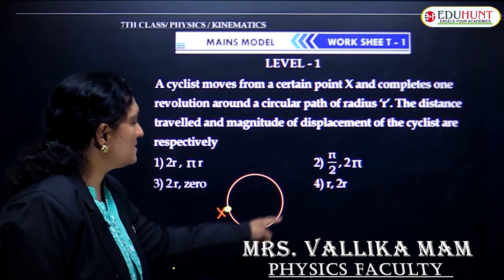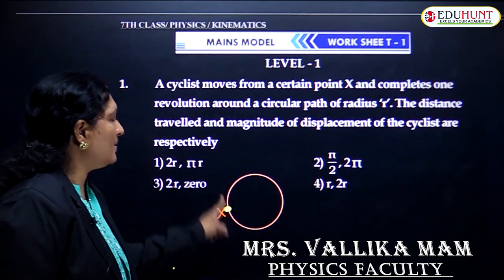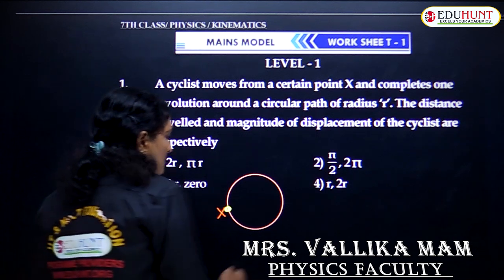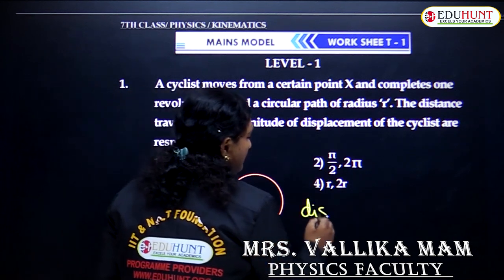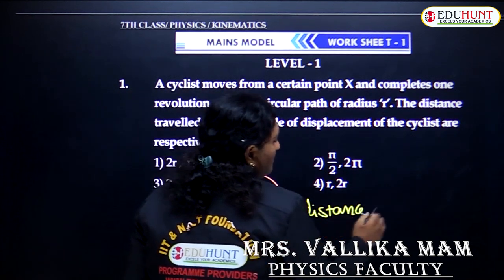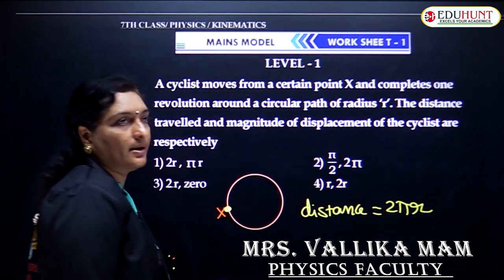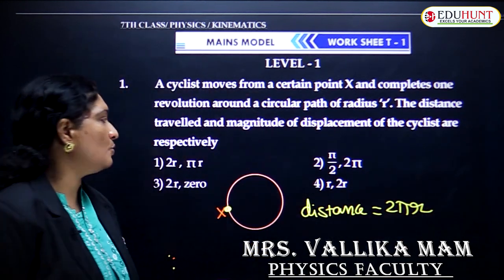So what is the distance travelled, children? The distance travelled would be nothing but the total circumference of the circle, and hence the total circumference will be the distance. What is the length of the total circumference? If r is the radius, 2 pi r. Distance covered by the cyclist is 2 pi r.